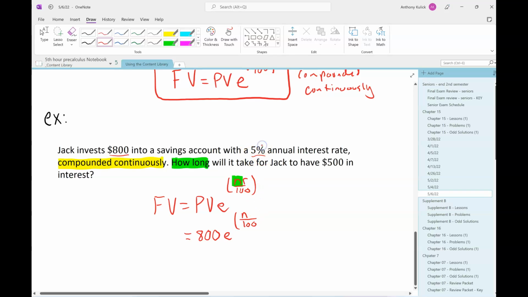And where's the 5% go? That goes into R. And then what's going to go into FV then? We have actually not 500. 1,300. Why did you get 1,300? Yeah, it's the present value plus the interest, right? Which will give you the future value.